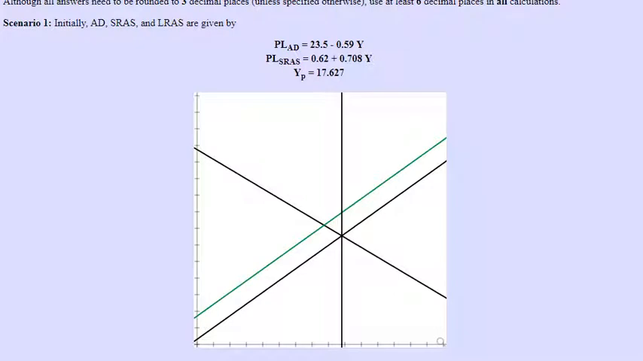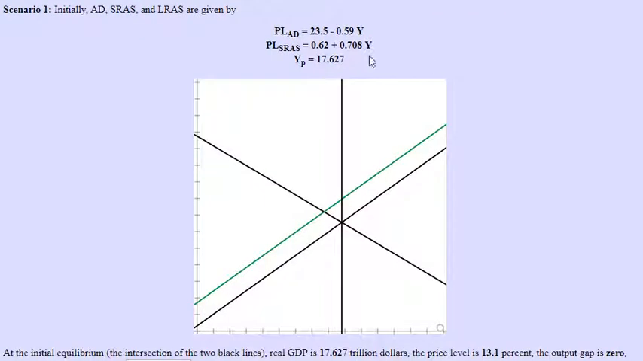Question two is very similar to question one, so we're going to go through it rather quickly. We have the aggregate demand equation. Here's the aggregate demand line. We have aggregate supply, short run aggregate supply, initial. Here's short run aggregate supply initial. And then potential GDP, which gives us long run aggregate supply.